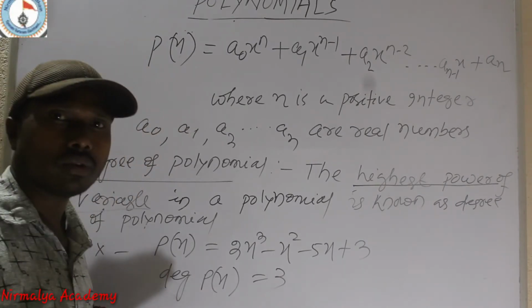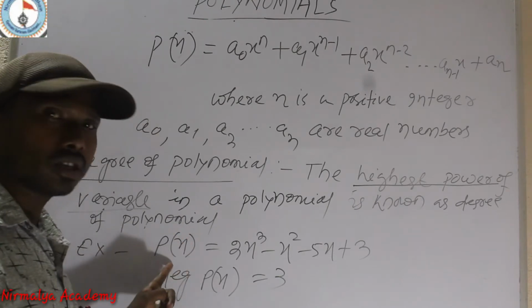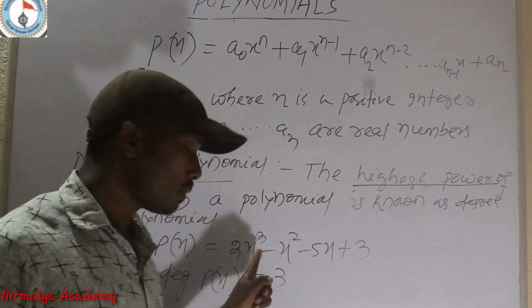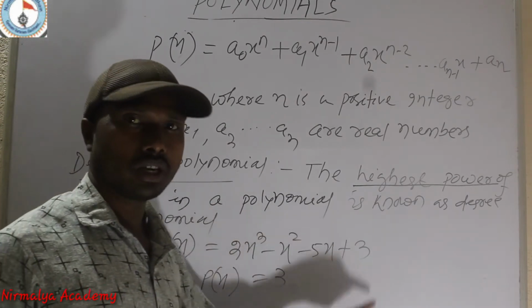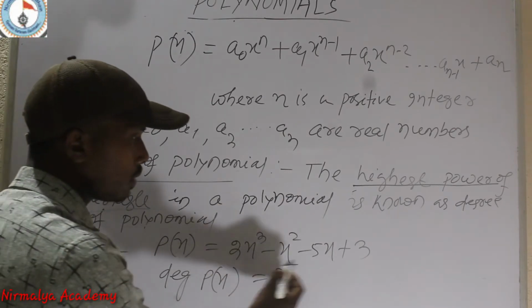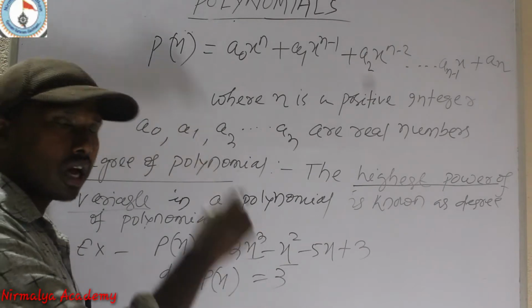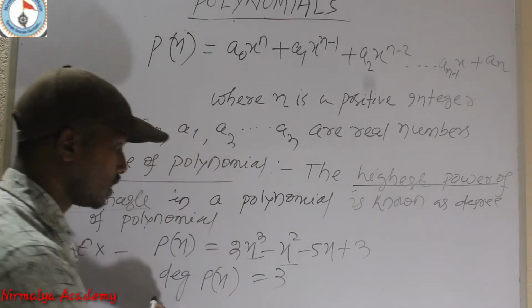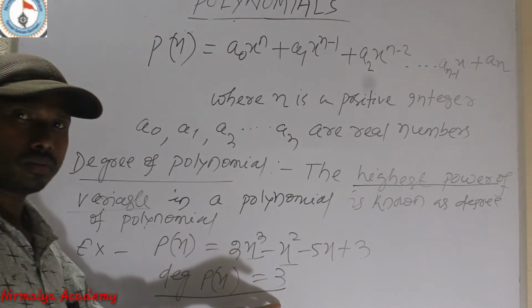Let us take an example. A polynomial in variable x, p of x equal 2x to the power 3 minus x square minus 5x plus 3. Here the highest power of variable x is 3. Therefore, degree of polynomial p(x) is 3.